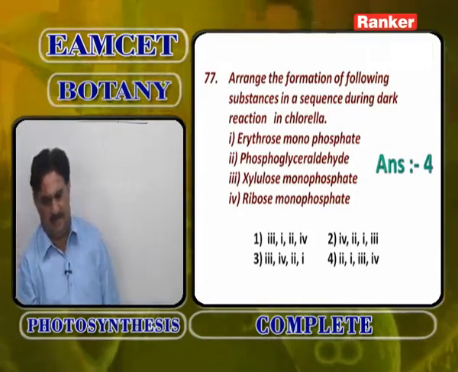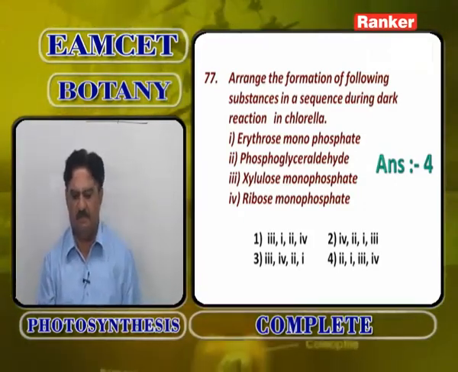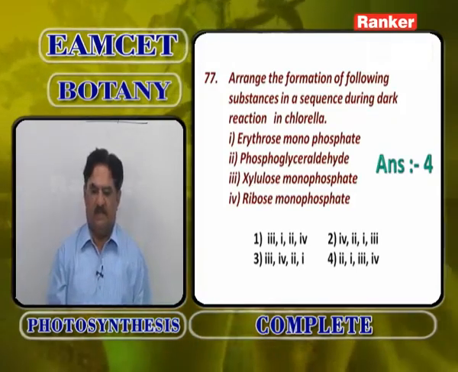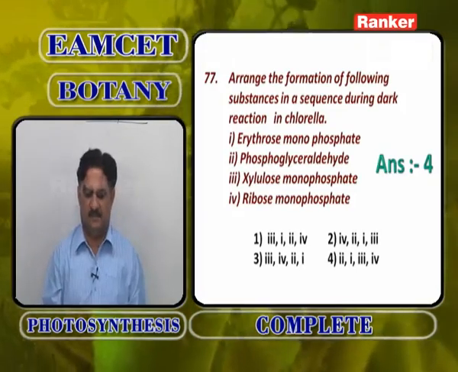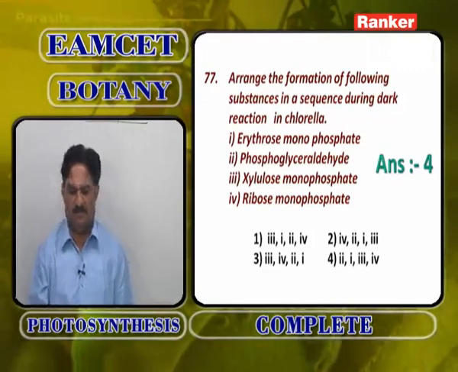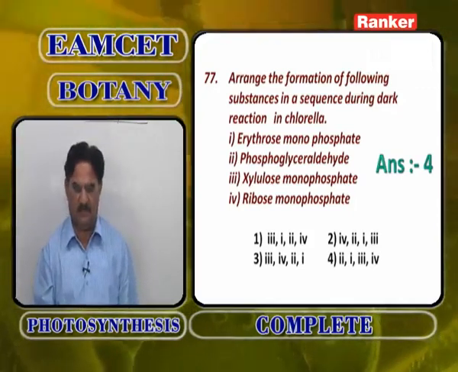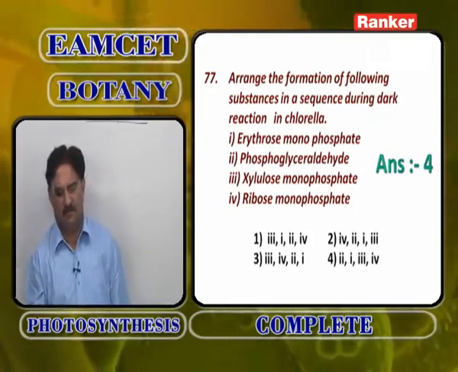So, phosphoglyceraldehyde. Then erythrose monophosphate. Then xylose monophosphate. Xylose monophosphate forms 2 times, with erythrose monophosphate and xylose monophosphate. Finally, ribose monophosphate. So, the answer is 2, 1, 3, 4.